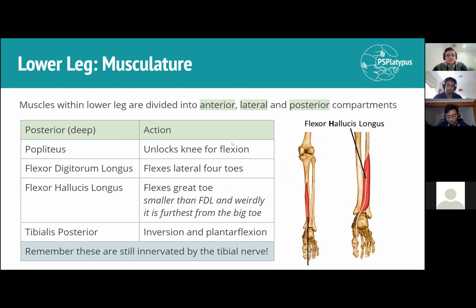The deep muscles are kind of reflections or the opposite of some of the anterior muscles that we discussed. So popliteus is the only exception. It's a smaller muscle and it's going to unlock the knee for flexion. So you imagine you've got your tibia, fibula, you've got a plantaris muscle at the very top.